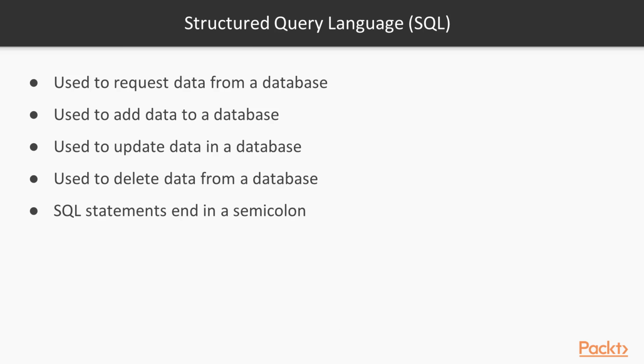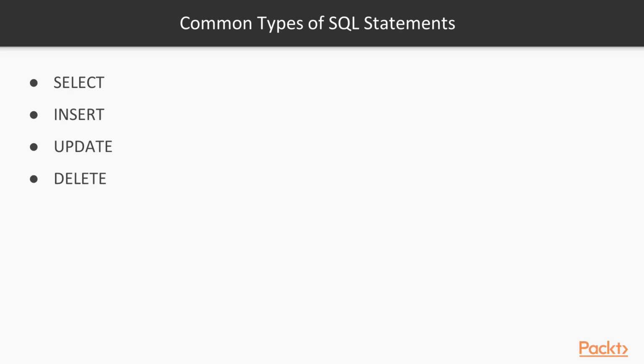MySQL implements the structured query language, also known as SQL. We define and manipulate data in the MySQL database using SQL statements that end in a semicolon. There are four primary types of SQL statements. The select statement is used to retrieve data. The insert statement inserts data to the database. The update statement updates existing data in the database, and the delete statement deletes data from the database.